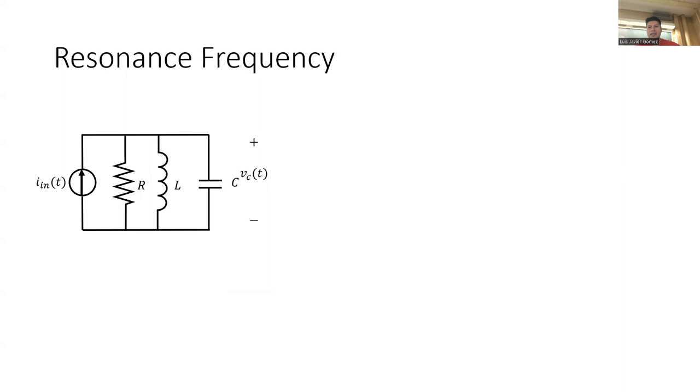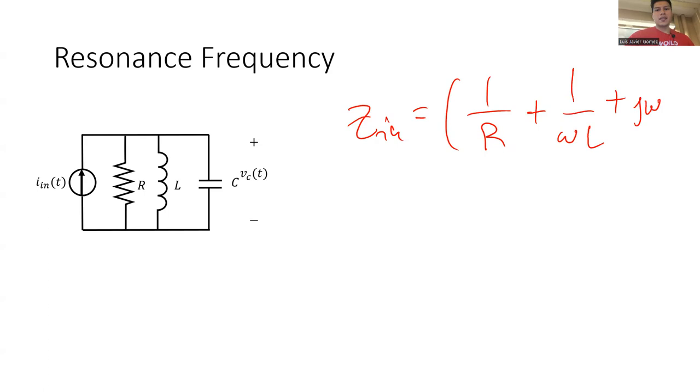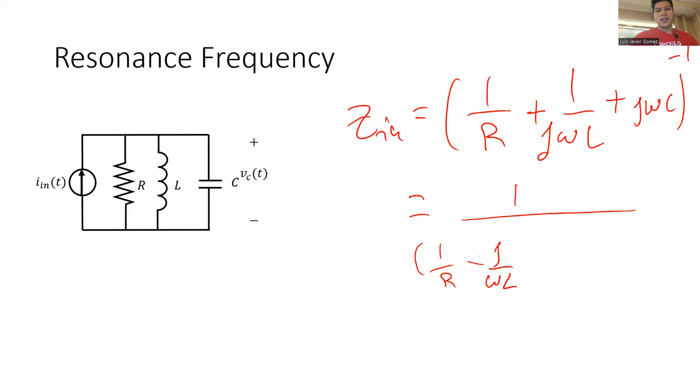I'll go over this circuit just to reiterate. If we look at the impedance here, it's Y equals (1 over R plus 1 over jωL plus jωC), all to the negative 1. In this particular case, this is equal to 1 over (1 over R minus j over ωL plus jωC).